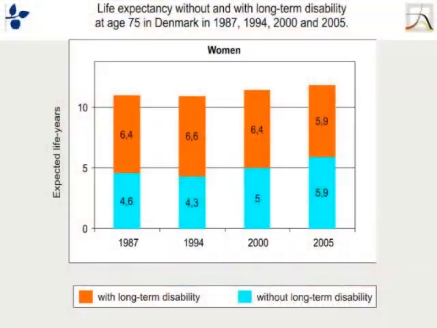And so here I have some Danish data on how long you live with long-term disability and without long-term disability. The orange is long-term disability. The definition of long-term disability is that you can't take care of yourself; you need somebody to help you. And this is for women. You can see that in 1987, women had altogether about 11 years of life left when they turned 75, but most of those years were years of disability. Over time, life expectancy has gone up a little bit, the years of disability have gone down a little bit, and the years of disability-free life have gone up a little bit, so there's been a real improvement.